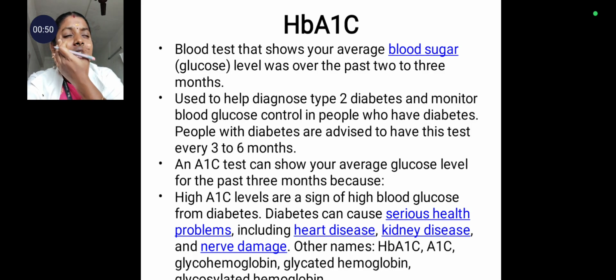Every 3 to 6 months we have to check the hemoglobin glucose on a regular basis, such as with the HbA1c test. This test can show the average glucose level for the past 3 months, because a high A1c level is a sign of high blood glucose from diabetes. It can also cause serious health problems, which include heart disease, kidney disease and nerve damage.